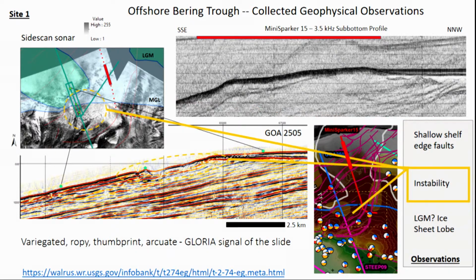When we look at the instability, what we see on the seismic line is sort of a Nike swoosh symbol that is sort of slid towards me, right? And when you look on the Gloria data, what you see is sort of a variegated, kind of arcuate, almost thumbprint pattern in the circle. And these sorts of features are what we expect to see on a slump or a slide.